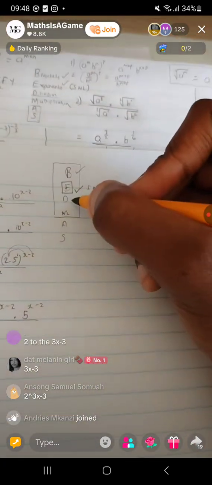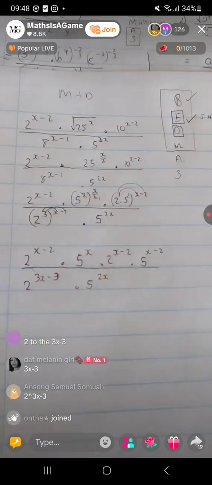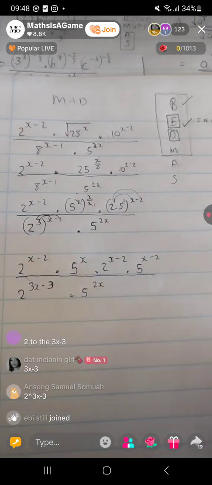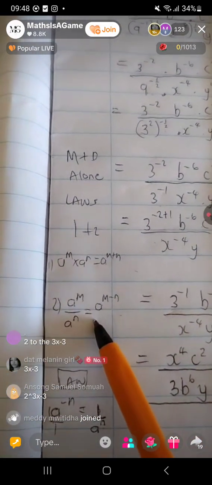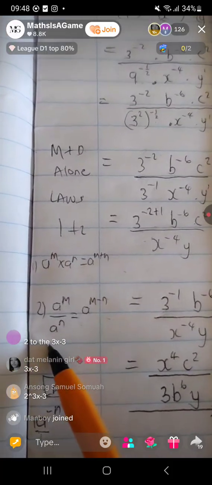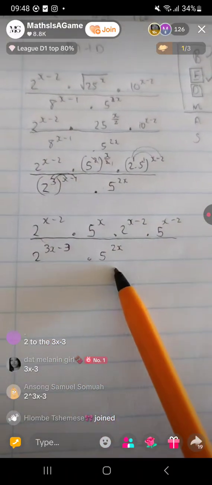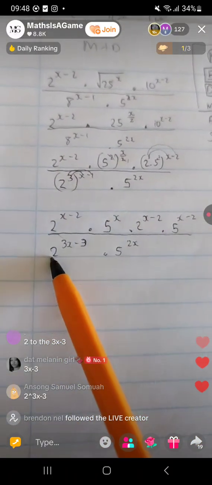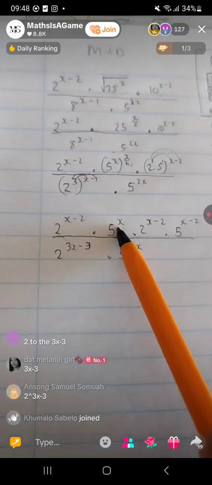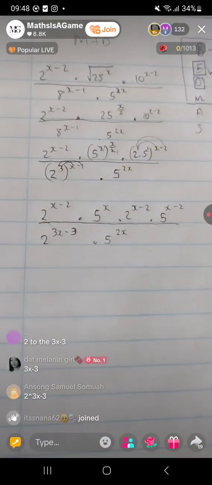Next step, we are getting out of bed now. Division. Division of what, guys? All right. Law number 2. Division of bases that are the same. The only bases that we have here are base 2 and 5. So I'm going to collect those individual bases.